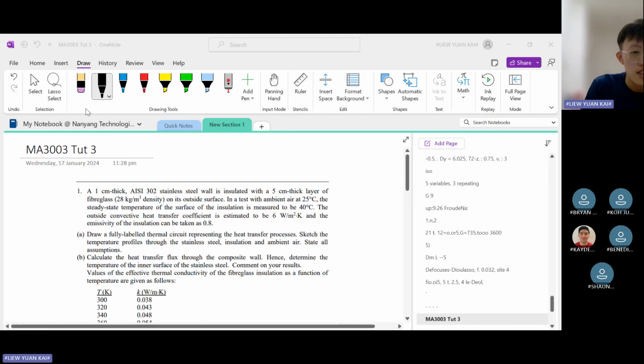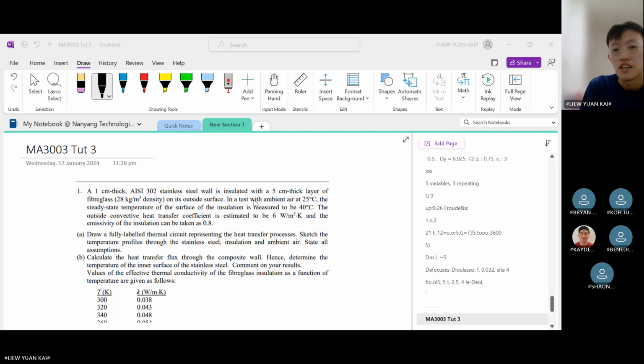A 1 centimeter thick stainless steel of this grade is insulated with a 5 centimeter thick fiberglass on its outside surface. In a test with ambient air at 25 degrees Celsius, the steady state temperature of the insulation is measured to be 40 degrees Celsius. The outside convective heat transfer coefficient is estimated to be this.